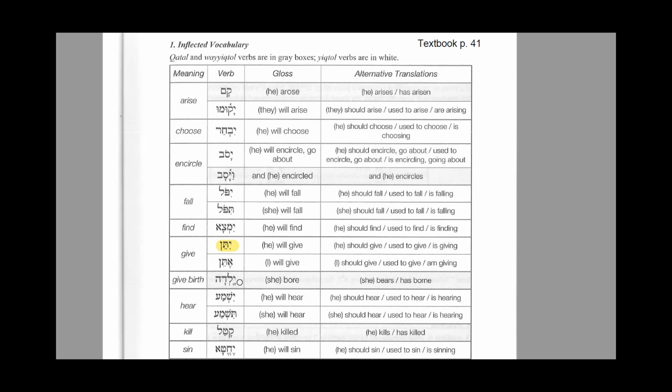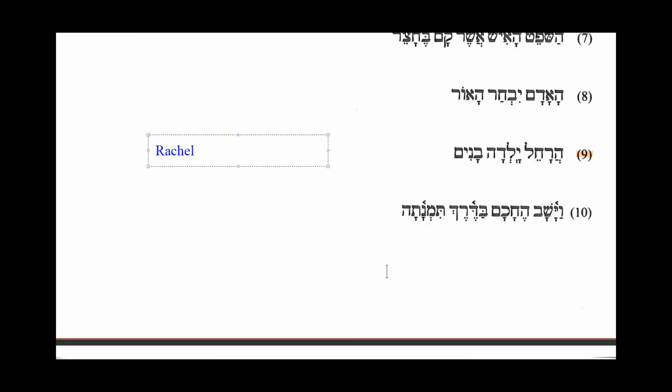And here it is. Yalada means she bore, so that's third feminine singular. She bore. So come back over here. Rachel is a feminine singular subject, and so the verb matches. It's third feminine singular. Rachel bore, and then we have at the end here banim, and that is the irregular plural for sons. Son is ben and then banim, and it means sons. So Rachel bore sons, and remember that's a question.